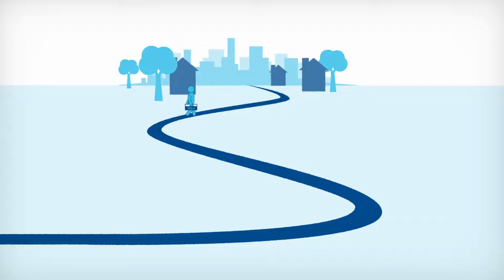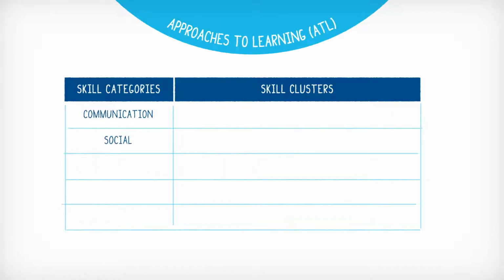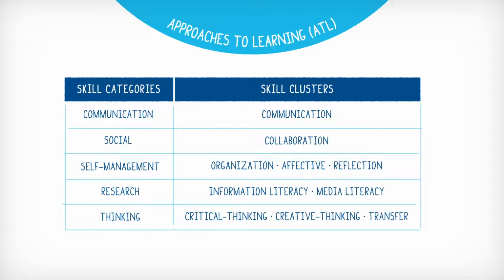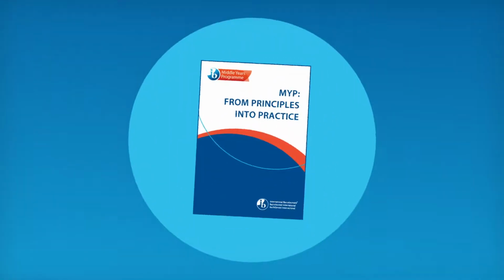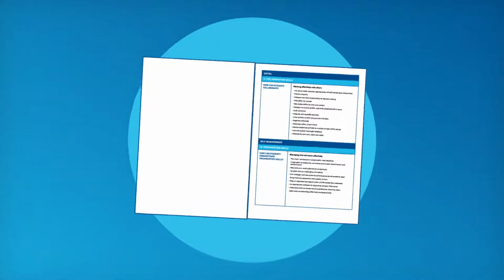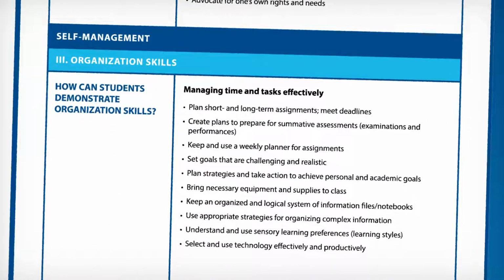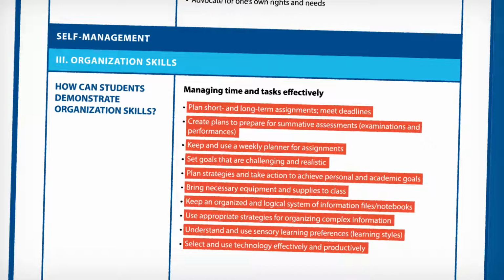throughout their lives. These skills are organized in 5 general categories: communication, social, self-management, research, and thinking. These categories are further organized into 10 skill clusters. In MYP From Principles into Practice, there is a framework of approaches to learning skills that schools can draw from as they develop their own horizontal and vertical approaches to learning plans. This framework includes the general skill categories, skill clusters, and sets of example skill indicators.